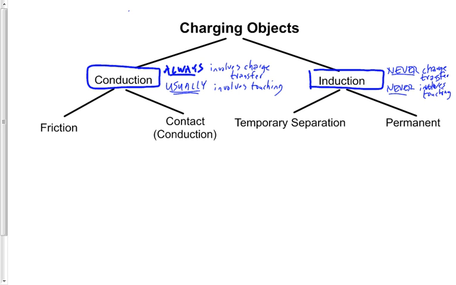Now we can break conduction, okay, that's the one that we see the most often, the one that always involves charge transfer, down into two subcategories. Okay, the first one is called charging by friction. Charging by friction simply involves rubbing two things together, rubbing two objects together, transferring charge from one to the other.